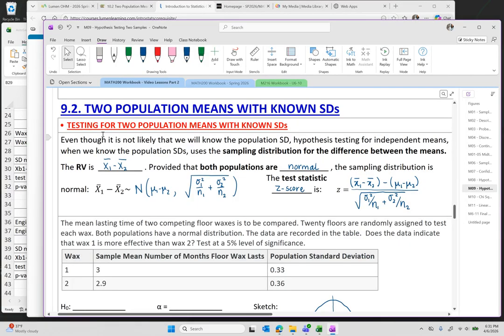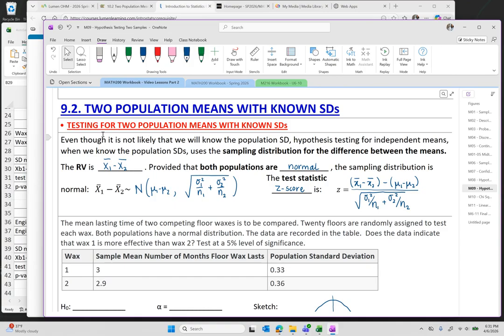Similarly to when we have two population means but we don't know the standard deviations, the random variable that has to have a single value will be the difference of the two sample means. Provided that both populations are normal, the sampling distribution of the difference of the two sample means will follow a normal distribution with mean the difference of the two population means, and standard error or standard deviation the square root of sigma 1 squared divided by n1 plus sigma 2 squared divided by n2.